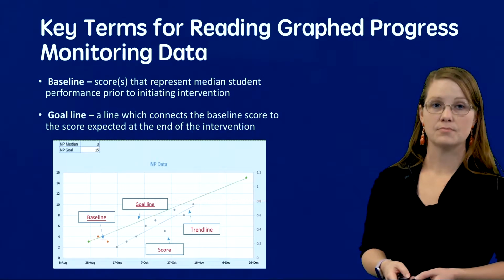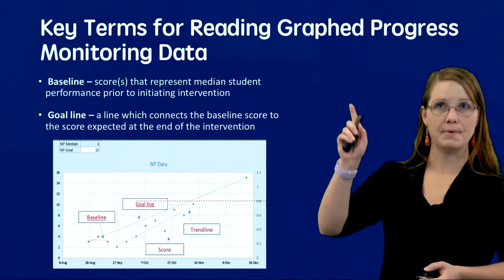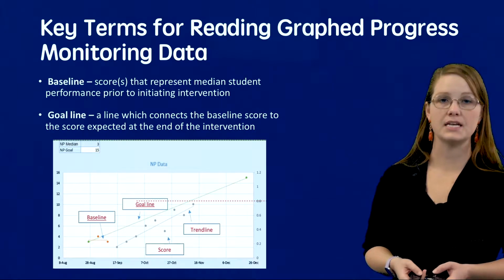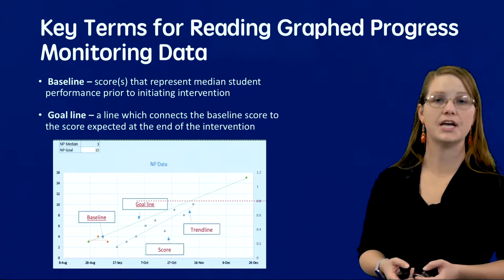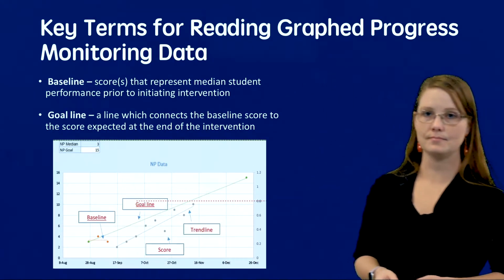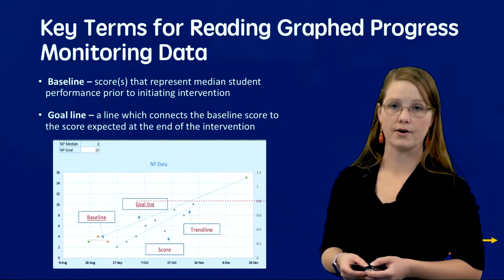Let's review the key terms we will be using when discussing graphed progress monitoring data. Baseline is the score or scores that represent median student performance prior to initiating intervention. So over here, here's my baseline. This is the student's starting point, which helps us set a goal for progress.